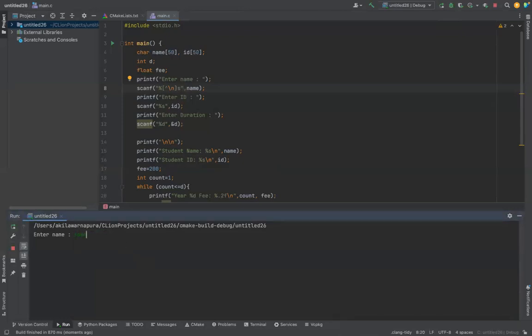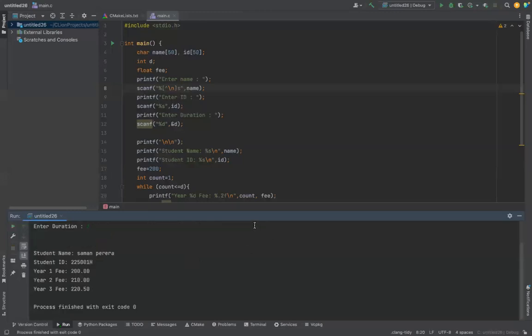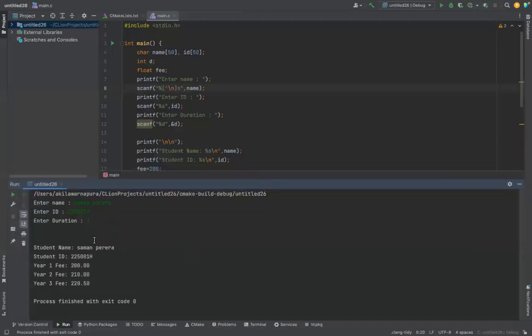Now let's say Saman Pereira, enter. Okay, now it asks for the ID because the entire Saman Pereira was taken for the name, and then you can provide the ID. Let's say 224 or 225001H and press enter. And the duration, let's say 3. Okay, now you can see the output as Saman Pereira, name, first year, second year, third year.